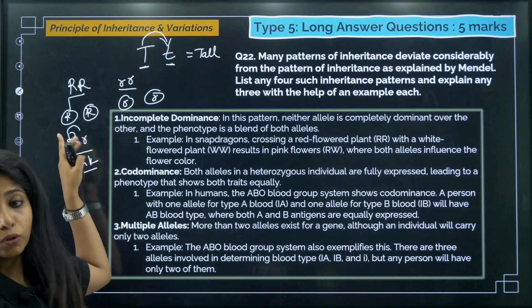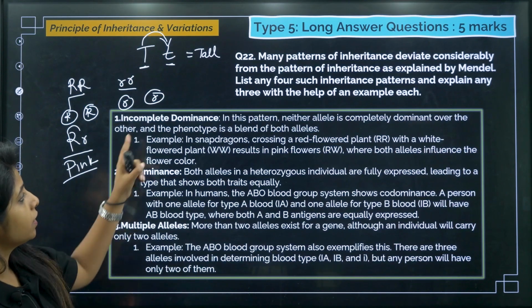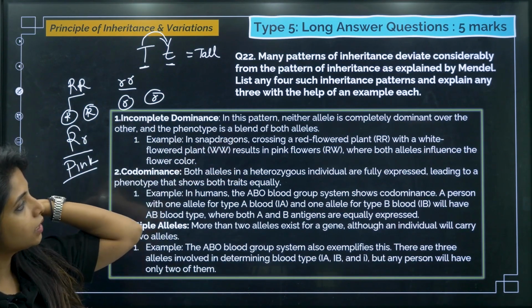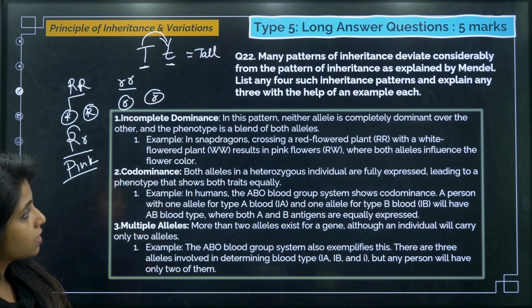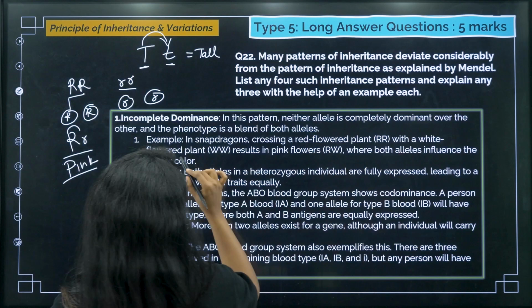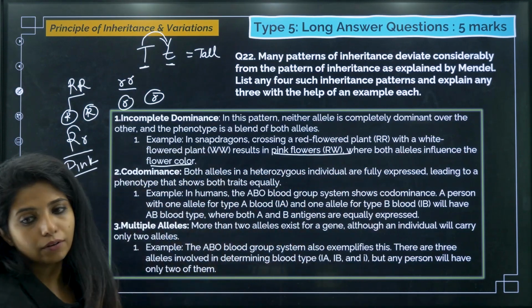The capital trait was incompletely dominant over the small trait. Got it? So that is incomplete dominance. In this pattern, neither allele is completely dominant over the other, and the phenotype is a blend of both the alleles. In snapdragons, crossing red flower plants with white flower plants results in pink flowers, where both the alleles influence the flower color. Okay.